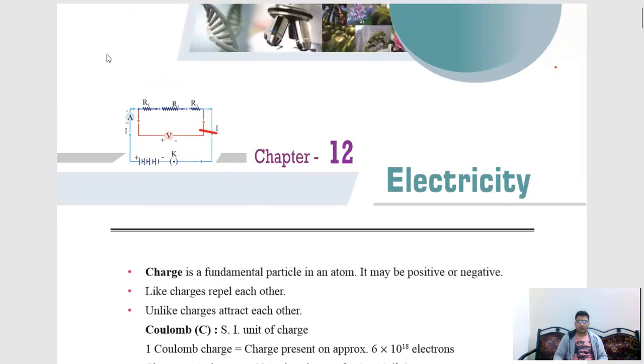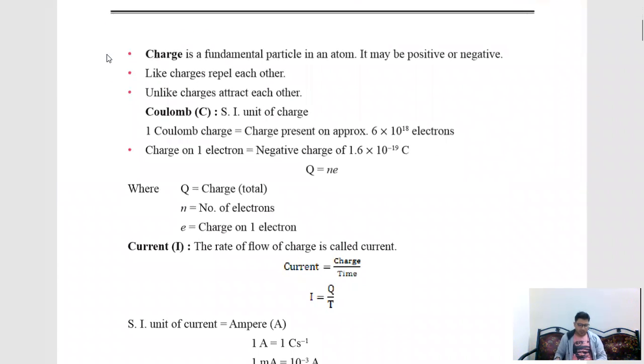Here I don't want to go deep, I'll just brief the concepts. So first we need to start with the topic charge. What is meant by charge here? Charge is a fundamental property of an atom. In an atom there are three types of particles: negative charge, positive charge, and neutral. Negatively charged particles are known as electrons, positively charged protons, and neutral neutrons. So it may be positive or negative or sometimes neutral too.